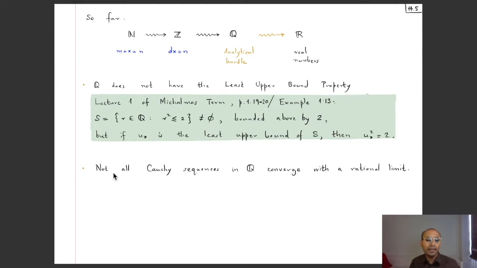And incidentally, from the point of view of analysis, a related thing is that not all Cauchy sequences in Q converge with a limit which is a rational number, and that we had seen when we discussed equivalence relations. It was one of the exercises. But now when we construct the set of real numbers, not only will R have the least upper bound property, but also all Cauchy sequences in R will converge with a limit in R.